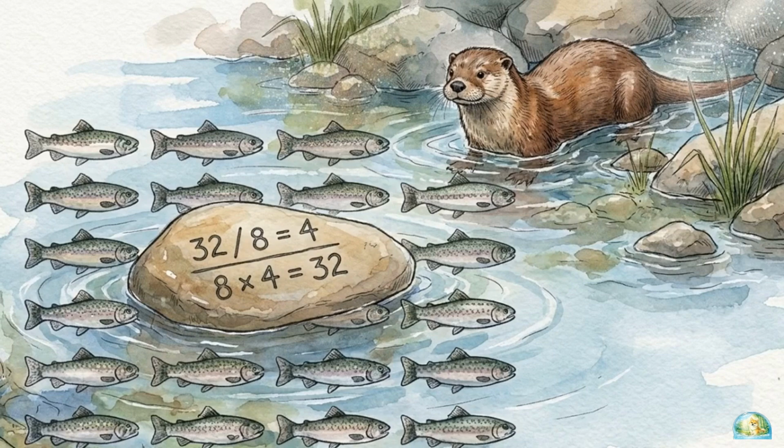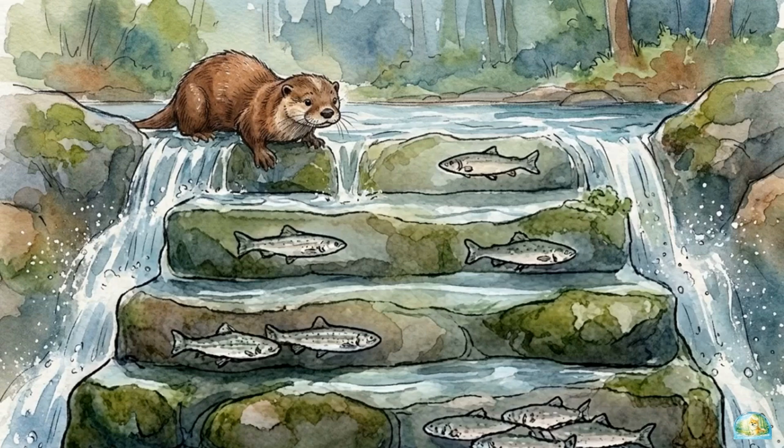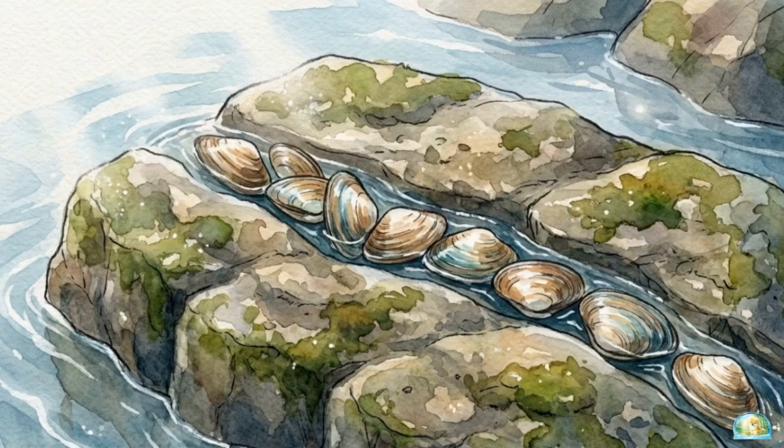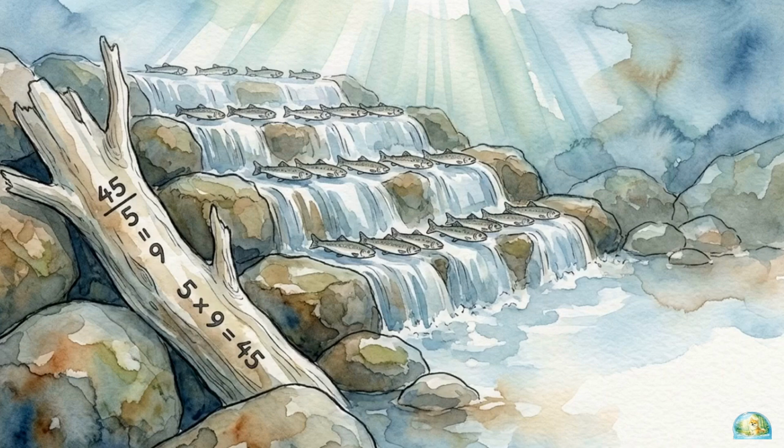With the count clearly confirmed, Sedge continues her descent. The journey continues to the 45 ledge. Here, 45 fish are distributed across 5 rocky steps. To find the share on each step, we ask, 5 times what results in 45? 5 times 9 makes 45, which means the quotient is 9. 45 divided by 5 equals 9, because 5 times 9 equals 45. Reading the array shows the math is constant as water cascades downward.